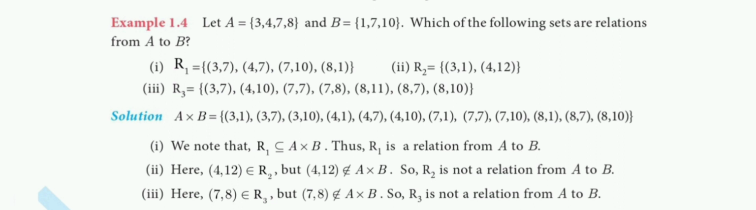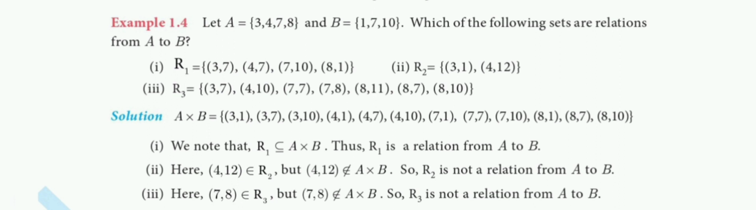By the usual checking procedure, we check whether each element is in A cross B or not. But indirectly, we can check whether the first elements of the ordered pairs belong to A. At a glance, if we find any odd man out, that is any element which does not belong to A, then we pick that ordered pair and give the conclusion. Similarly, for the second element of the ordered pair, if any element is not in B, we can pick that ordered pair and conclude that it is not a relation because the ordered pair does not belong to A cross B.